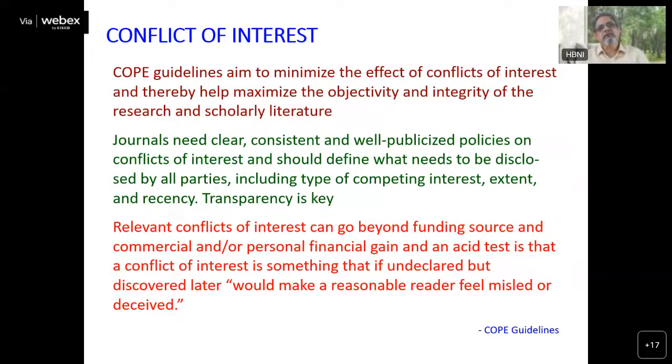And these conflicts of interest can actually go beyond the funding sources and commercial or personal financial gain. And then the acid test is that a conflict of interest is something that, if it is undeclared but discovered later, would make a reasonable reader feel cheated. Okay, that he didn't know about this earlier, and if he had known about this conflict of interest earlier, his idea about a certain article would be totally different. So that's what it means.